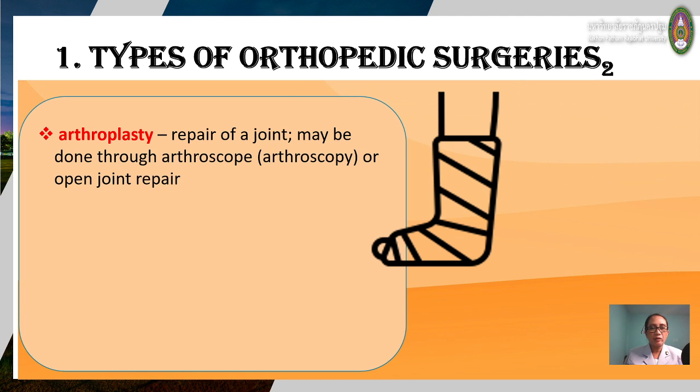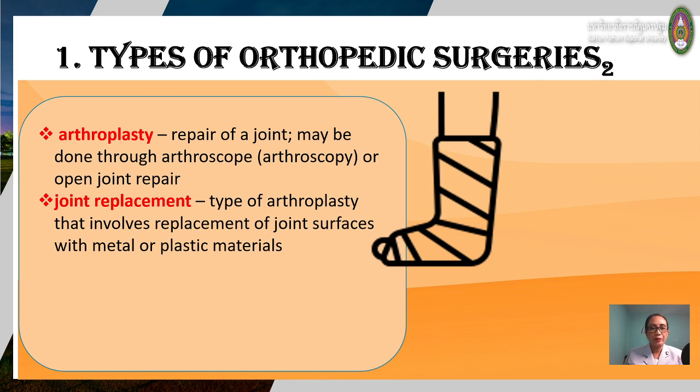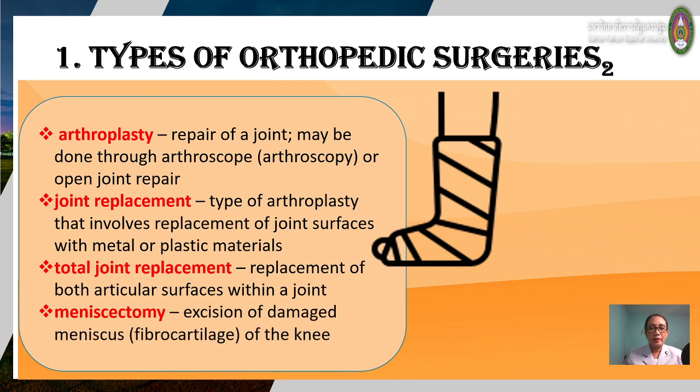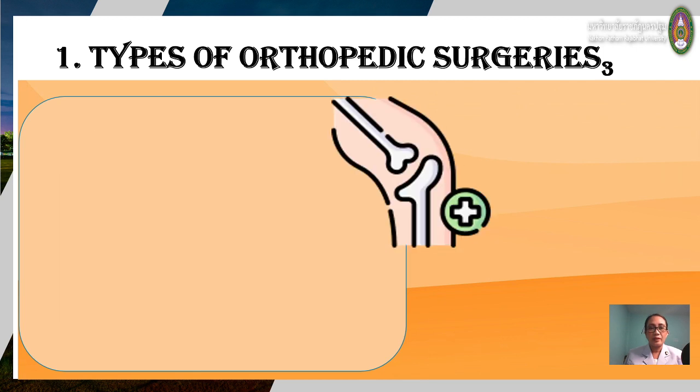Arthroplasty. Arthroplasty is repair of a joint, may be done through arthroscope, or we call it arthroscopy, or open joint repair. Then we have joint replacement, a type of arthroplasty that involves replacement of joint surfaces with metal or plastic materials. Total joint replacement. This is the replacement of both articular surfaces within a joint. Meniscectomy. This is the excision of damaged meniscus or fibrocartilage of the knee.